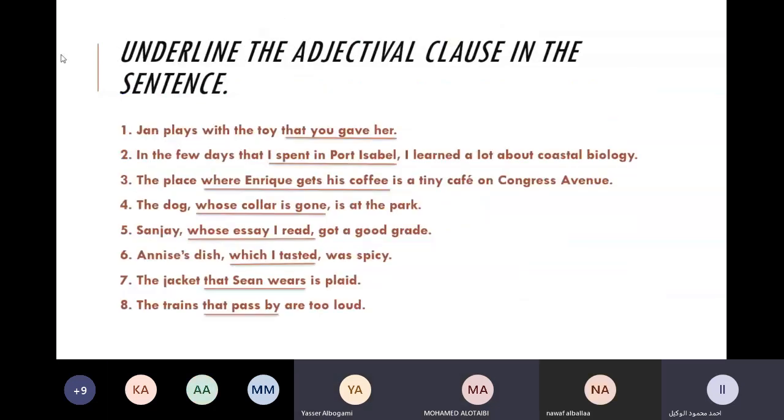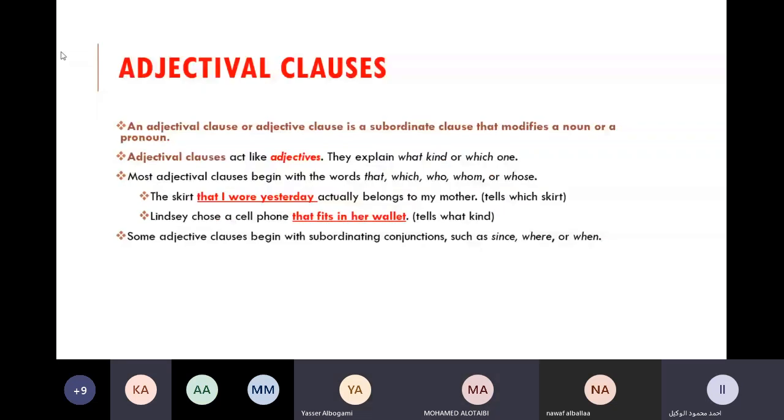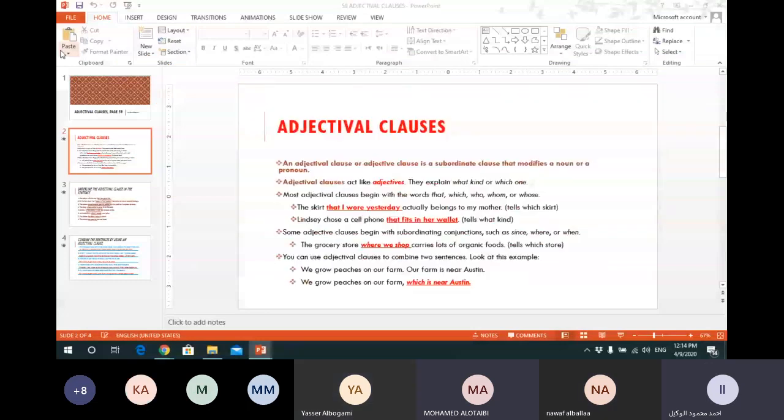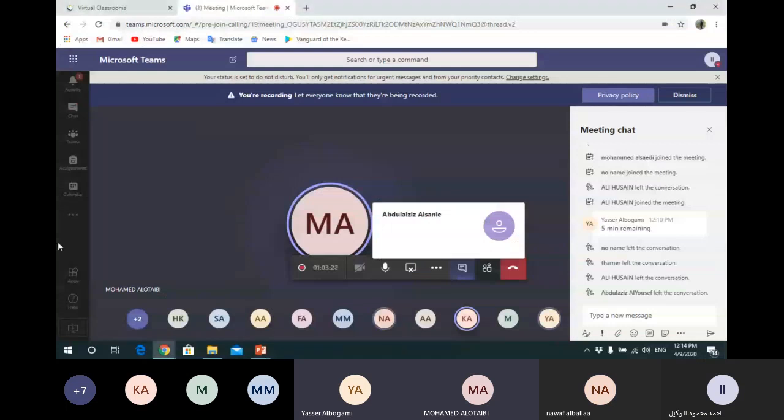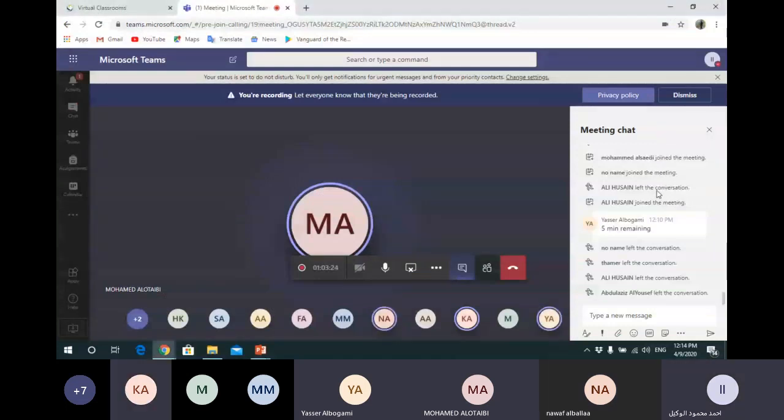Okay, we're finished, teacher, now. Teacher, 1 minute left. Do you have any question? No, thank you. And again, I need to remind you that this page, the adjectival clause, is very, very, very important. It's very important, listen. Okay.